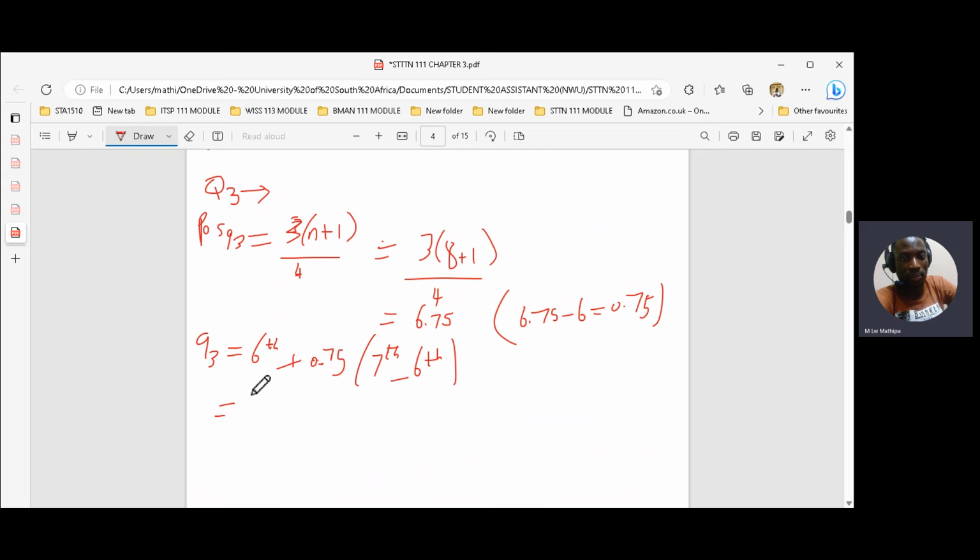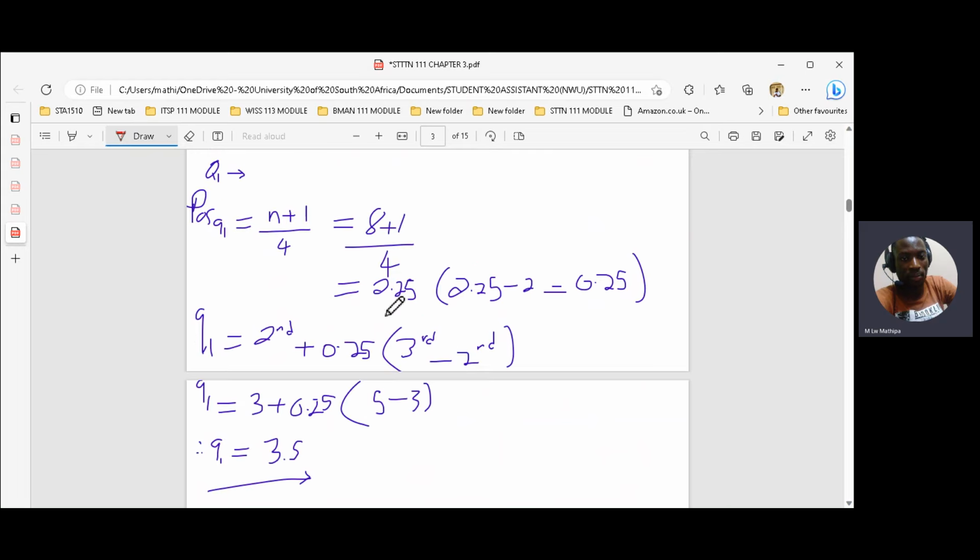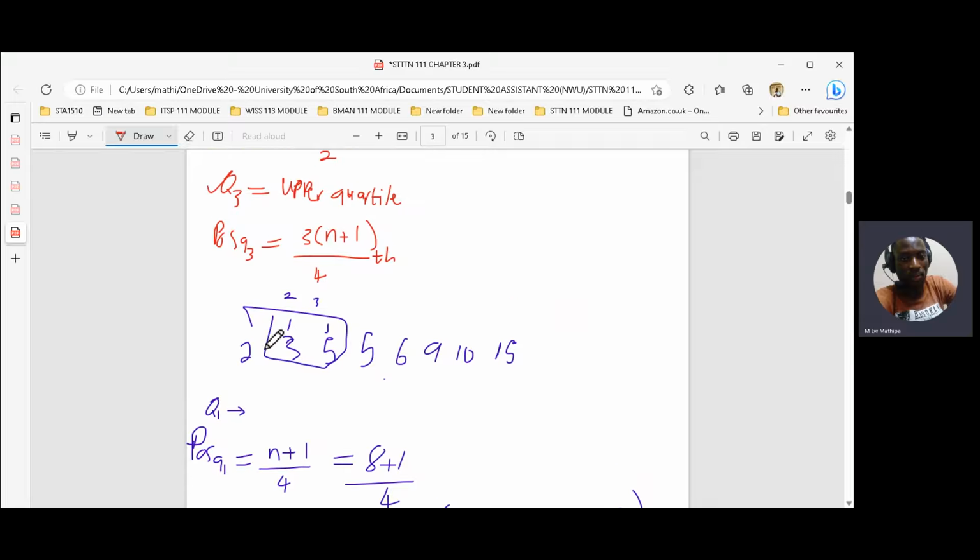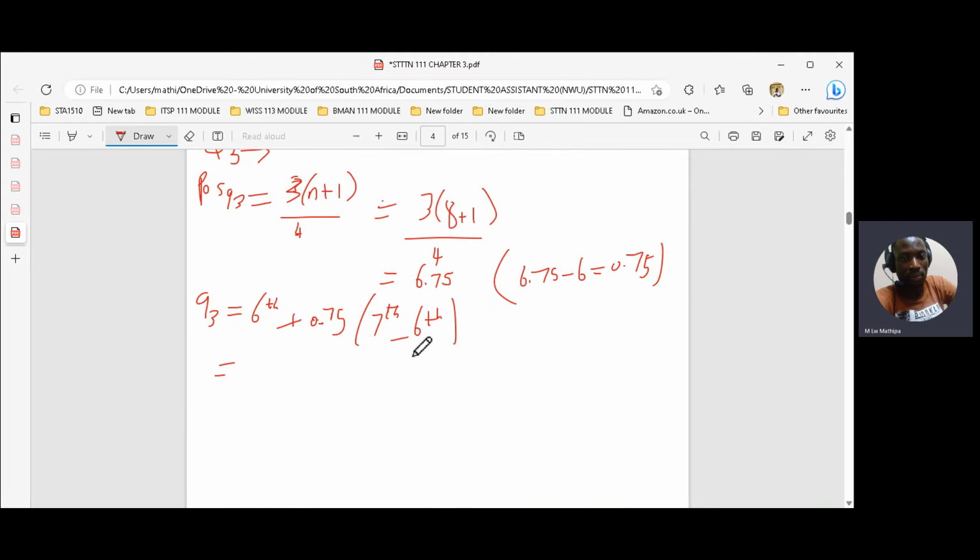Therefore Q3 is equal to the sixth position. Where is it? 1, 2, 3, 4, 5, 6, 7. So it's 9 and 10. Therefore Q3 is equal to 9 plus 0.75 into 10 minus 9.